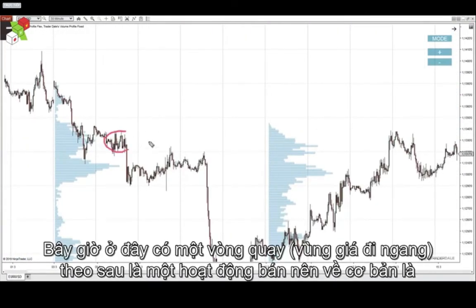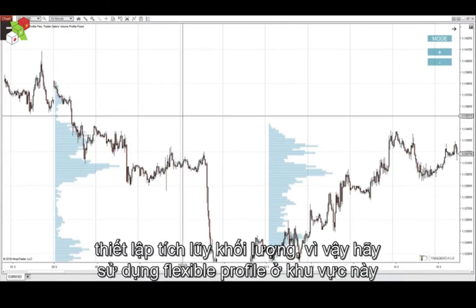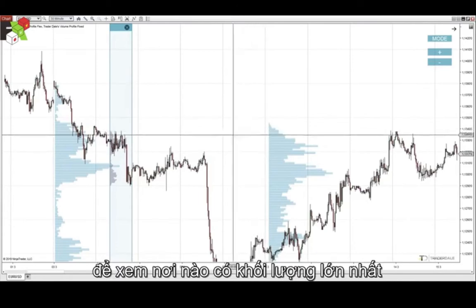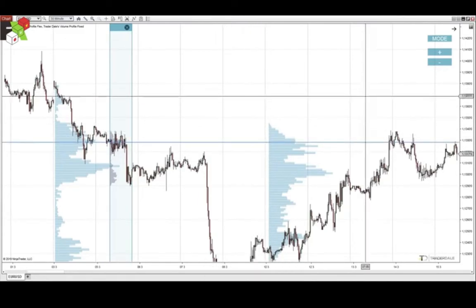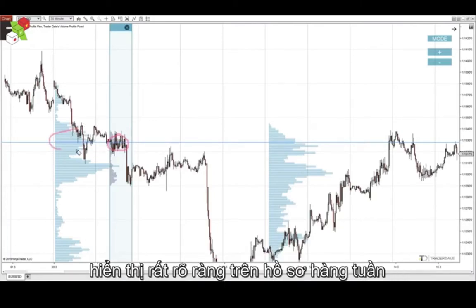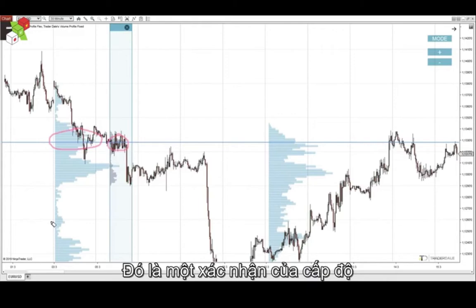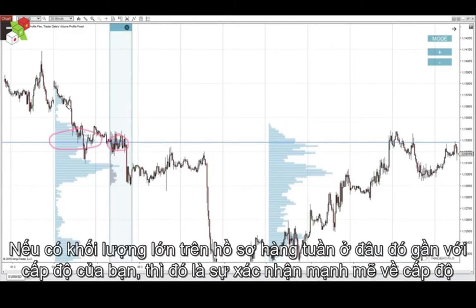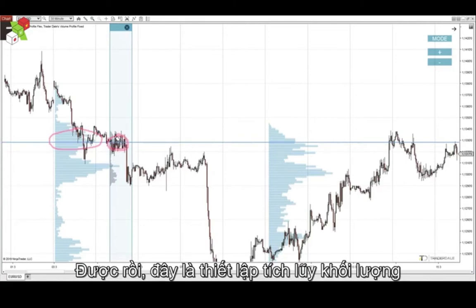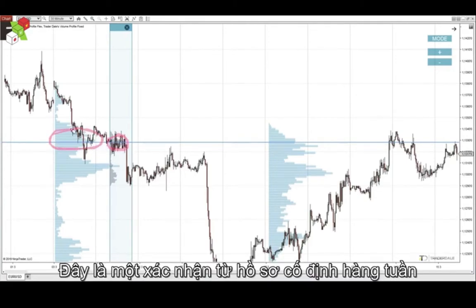Now in here, there is a rotation followed by a selling activity. So this basically is the volume accumulation setup. So let's use the flexible profile over this area to see where the volumes were the heaviest. It's in here. And you can also see that not only the volumes are the heaviest in here, but also this level is very nicely visible on the weekly profile, which is a confirmation of the level. If there are heavy volumes on the weekly profile somewhere close to your level, then it's strong confirmation of the level. Alright, so this is the volume accumulation setup. This is the confirmation from the fixed weekly profile.